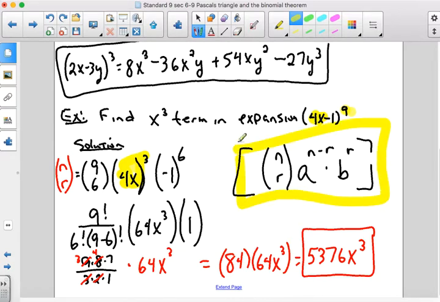It says this: n choose r, a to the n minus r, b to the r. So 9 minus 6 is what's going to give me the 3. So you're just going to have to manipulate it a little bit so you get what you want. So I have n choose r, a to the n minus r, that's the 3, b to the r, which is 6. Using the formula, this is going to be 9 factorial over 6 factorial, 9 minus 6 factorial.